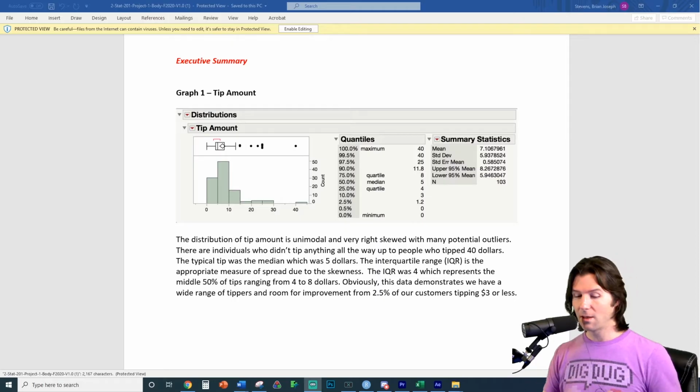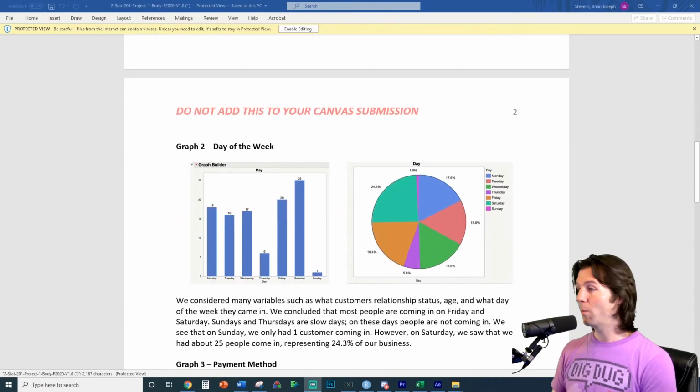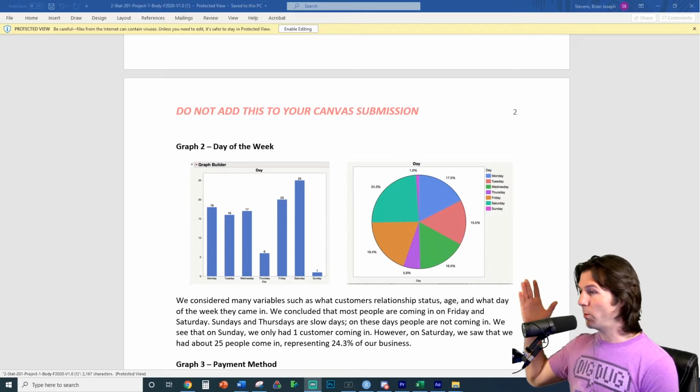Next, we see that we have a pie chart and a bar chart, which both of these display univariate categorical data. Here's the day of the week people visit.